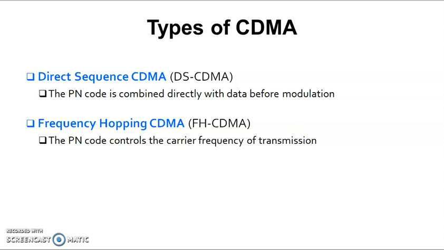The receiver identifies it by detecting the PN code generated for the corresponding carrier, which consists of superimposed data, and we can find out how much information we have. We can use a PN code combined directly with the data before modulation, or a PN code can control the carrier frequency of a transmission. These are the two types of CDMA: direct sequence CDMA and frequency hopping CDMA.